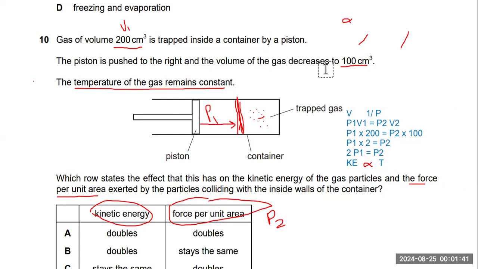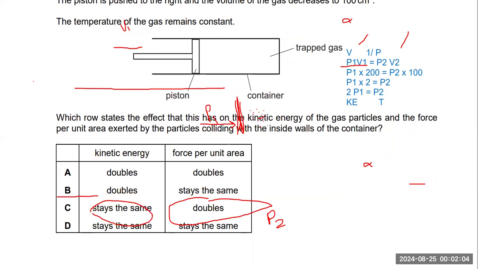I have told you about when volume is decreased from 200 centimeter cube to 100 centimeter cube, the second pressure will be 2 times the initial pressure. So it means your pressure will be 2 times, meaning doubled. So you have to identify the option here. C. Kinetic energy stays the same. Force per unit area will be doubled. I have given you the mathematical expression also.